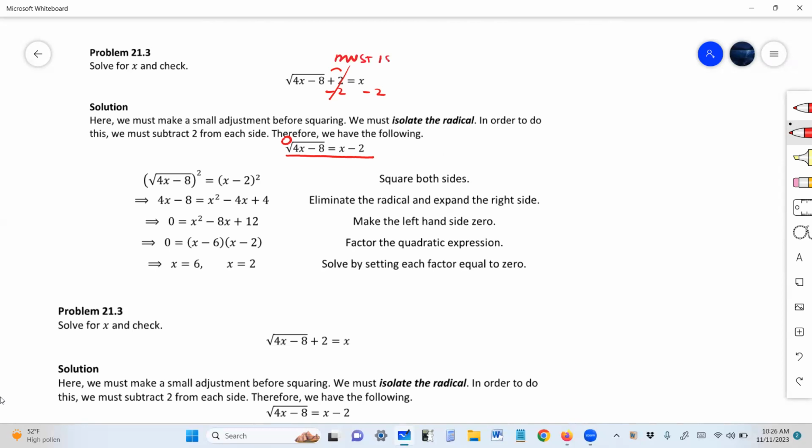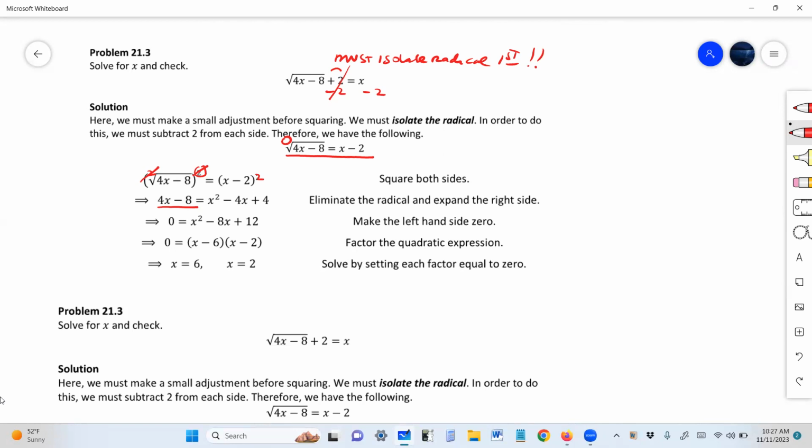So we must isolate the radical first. This is very, very important. You cannot forget that. All right, once we do, we square both sides, again, by the index, right? Here's 2, here's 2, here's 2. Now, on the left side, this will cancel with that. I am left with 4x minus 8, which is just the radicand.